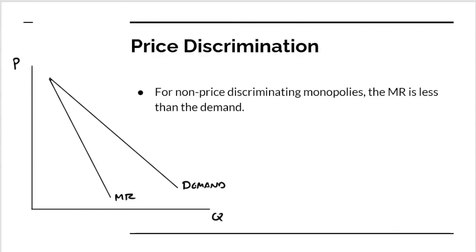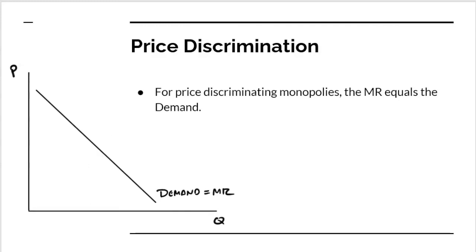However, if the context of the question changes and the question states that the firm can price discriminate, this is what our graph is going to look like. Our demand and marginal revenue curves are one and the same, which is also going to equal our price. So marginal revenue equals the demand, which also equals the price for price discriminating monopolies.